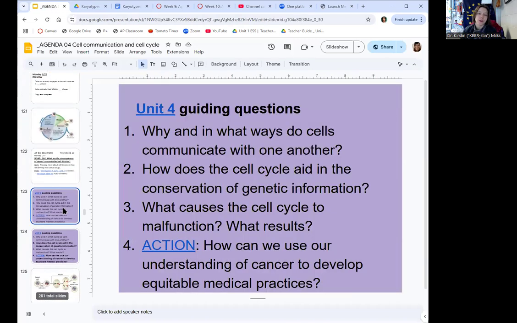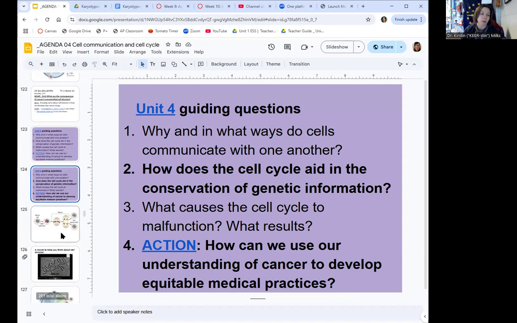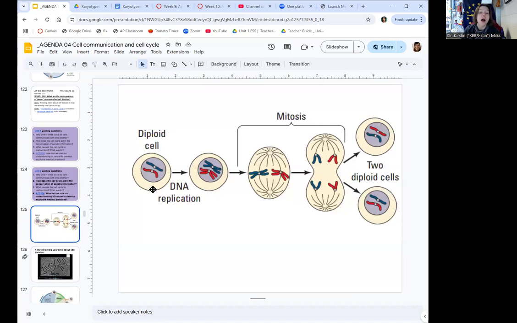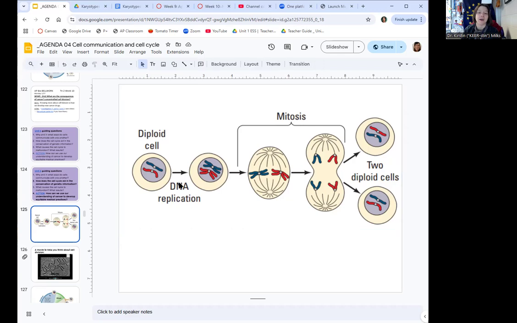All right, our Unit 4 guiding questions, we're really thinking about the cell cycle here and how it aids in the conservation of genetic information. And we're also thinking about how we can use our understanding of cancer to develop equitable medical practices. So we spent a little bit of time together doing some claymation of this process, thinking about how diploid cells have 2 copies of each chromosome.